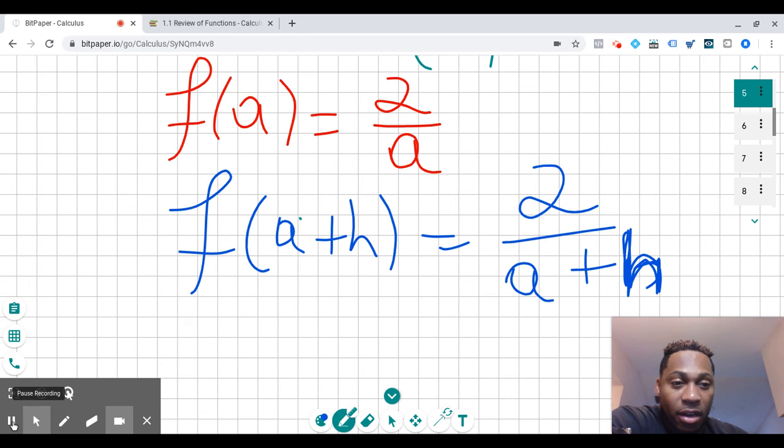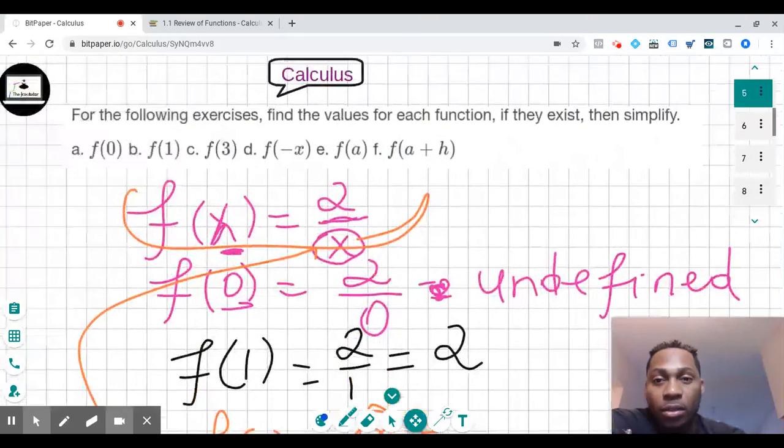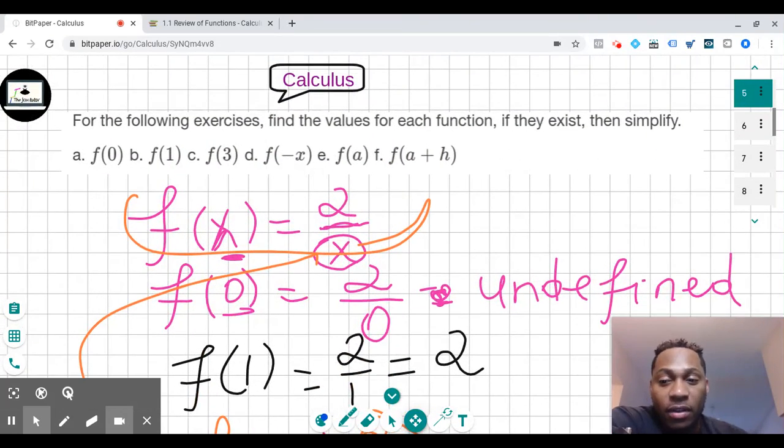And we found all of them. The first one is undefined, as you see here, it was 2 over 0, which is undefined. And the other ones, we found them. Yeah, that's it.